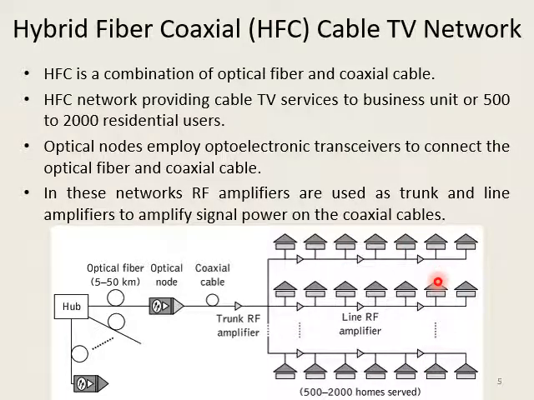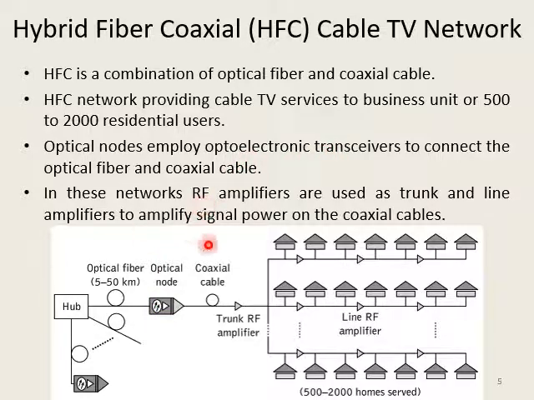So an optical node employs an optoelectronic transceiver to connect the optical fiber and coaxial cable. So we have coaxial cable, and we have optical fiber in this sense. I have to connect these together, because the optical fiber carries a very small set of light, which needs to be connected to the coaxial cable. So an optical node is required, with an optical to electronic transceiver. Conversion is required. So the optical node consists of an optoelectronic transceiver.